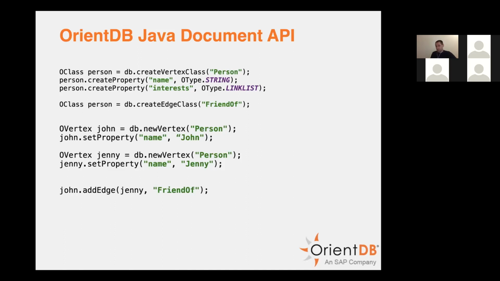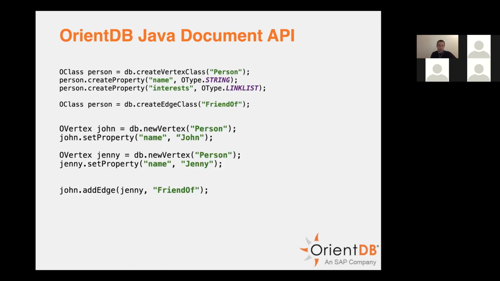Then I do the same to create an edge class. I call it friend of. So it's just db.create edge class. And then I can start to create data. I can do just db.newVertexPerson, and I'll have an oVertex instance that is a live object. So it's something you can interact with. You can just do set property, get property, and save.